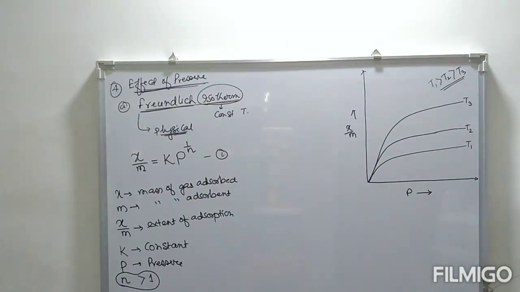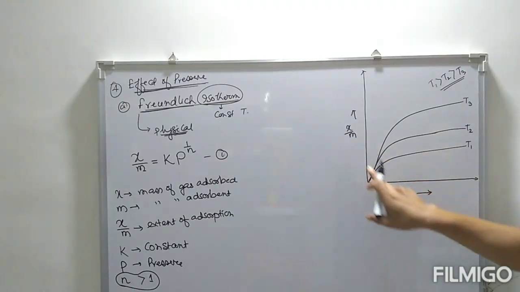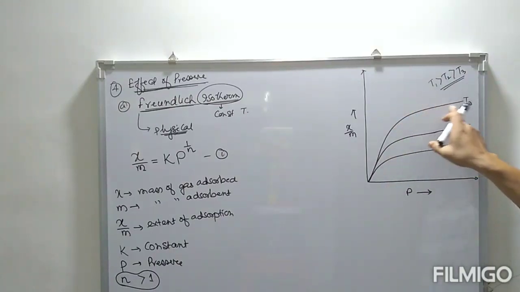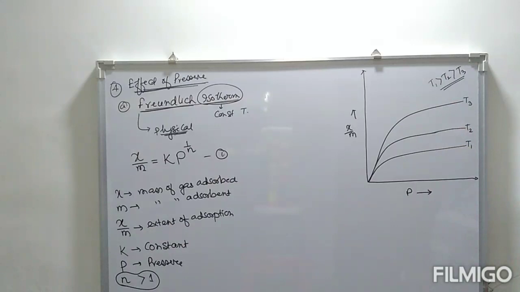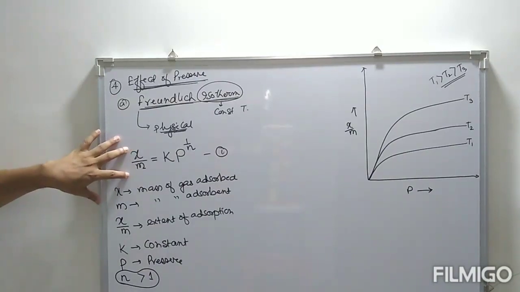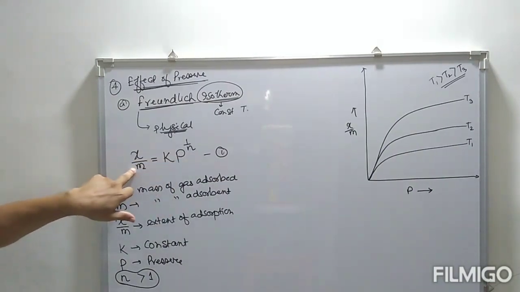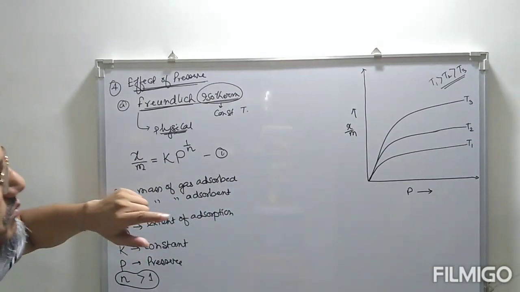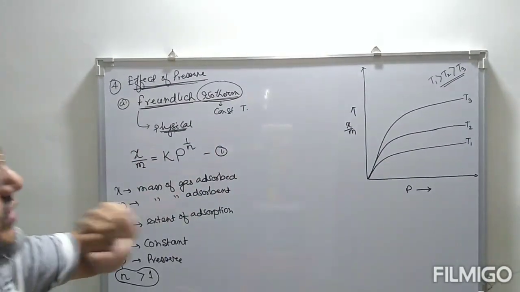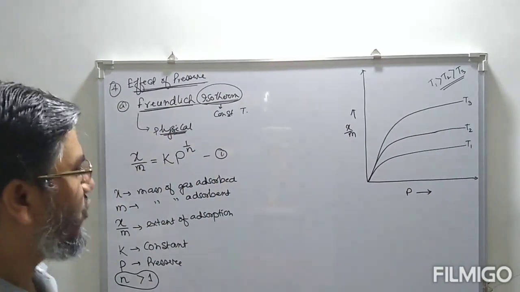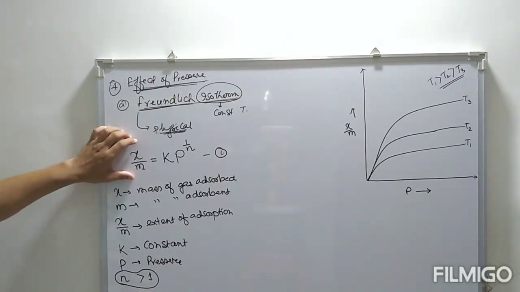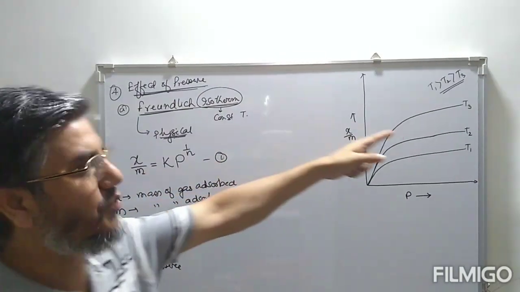Now look at this. This extent of adsorption, in the initial stage increases, then it increases slowly, and after this becomes fixed, constant. So the equation says x by m, extent of adsorption, is proportional to pressure. As the pressure increases, x by m has to increase. But after a certain period, it reaches a saturation point. Now we have to explain why this reaches a saturation point. That means this extent of adsorption does not increase beyond a certain point.